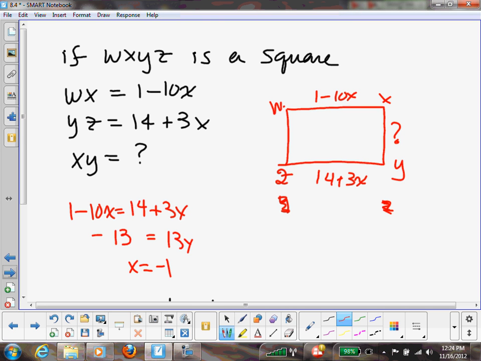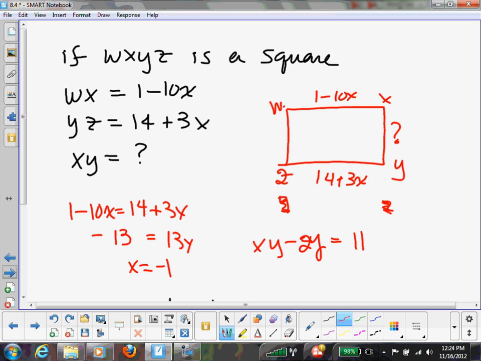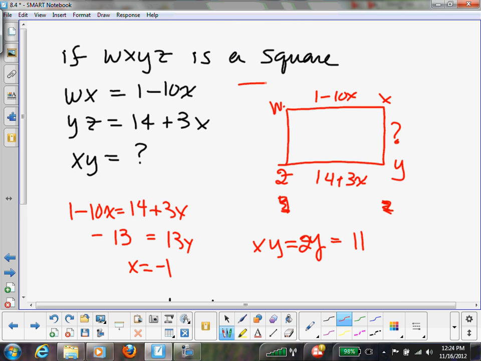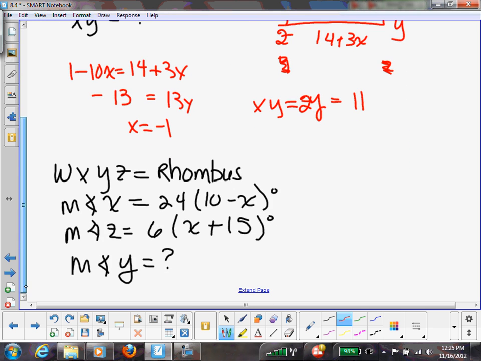It's a value, it's not a length. And if we insert it back into, do we get a positive length? Then that's okay. All right, what does that make our length? It makes ZY equal to 11. So then what is XY? Right, XY equals ZY because we're dealing with a square. And what's the property of a square? All the sides are congruent. All right, here we go.